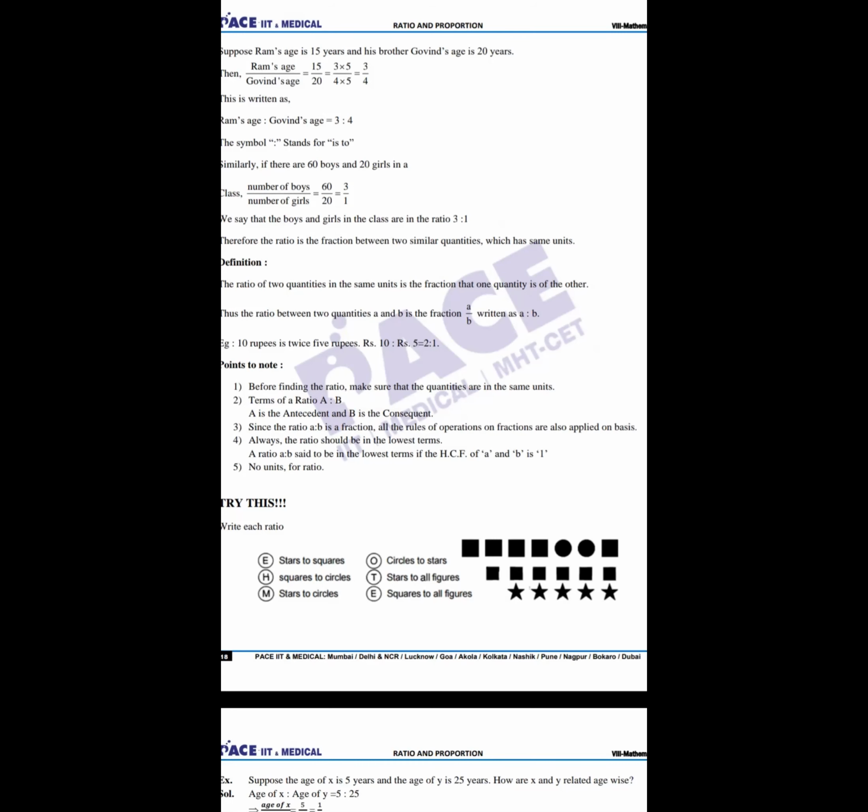Fifth, no units for ratio. For example, if it was 2 meter upon 4 meter, meter and meter cancel out. So remember, any ratio does not have any unit.